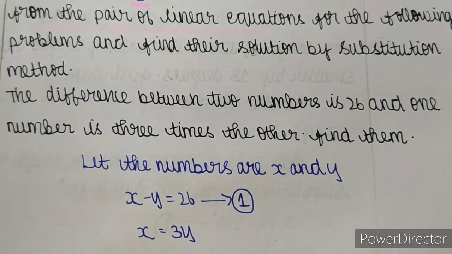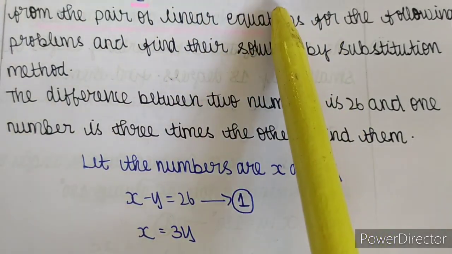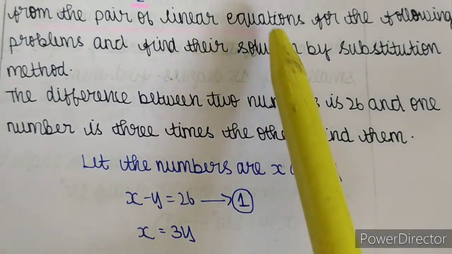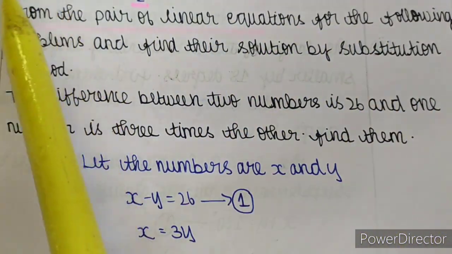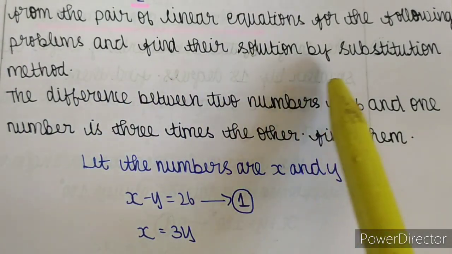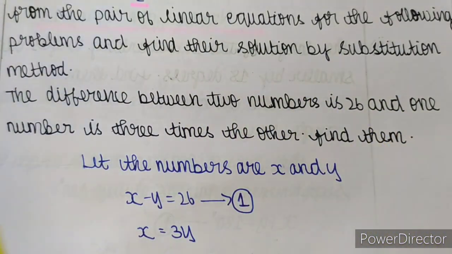So let's get started. So the third question of exercise 3.3 is, form the pair of linear equations for the following problems and find their solution by substitution method. Sorry, it's not from. Form the pair. So the first subdivision here is the difference between two numbers is 26 and one number is 3 times the other. Find them.